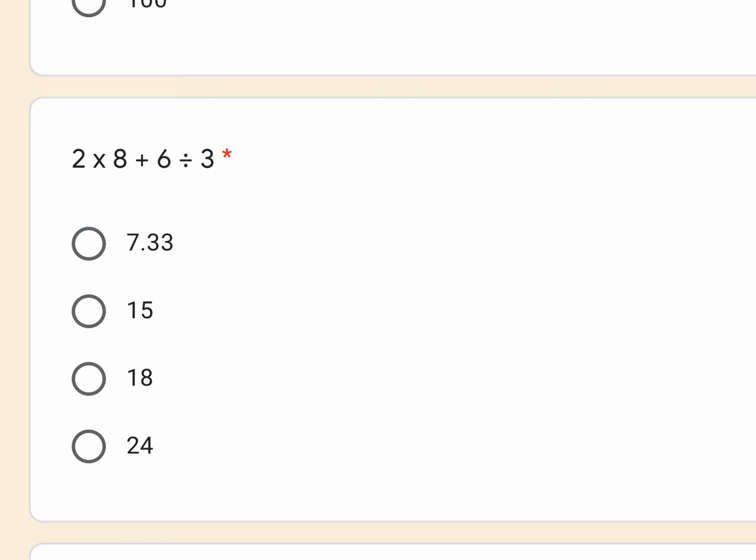Next is 2 into 8 plus 6 divided by 3. We know the order, BODMAS. Yes, so there are no brackets, there are no offs. Rather we have division and multiplication. So which comes first has to be solved first. So here comes multiplication first, thereafter the division. So first we do this, thereafter this one.